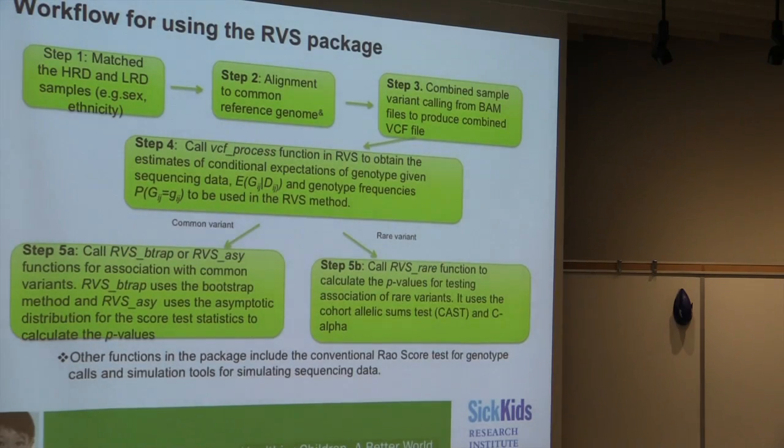This is just the workflow for RBS, which hopefully you got now. You match the high read depth and low read depth sets based on external factors. You align to a common reference genome. You combine the sample variant calling from BAM files to produce this combined BCF file. And then you're going to get the genotype likelihoods and the genotype probabilities from the BCF file. And depending on whether you're going to do a rare variant test or a common variant test, you call those functions in the package.